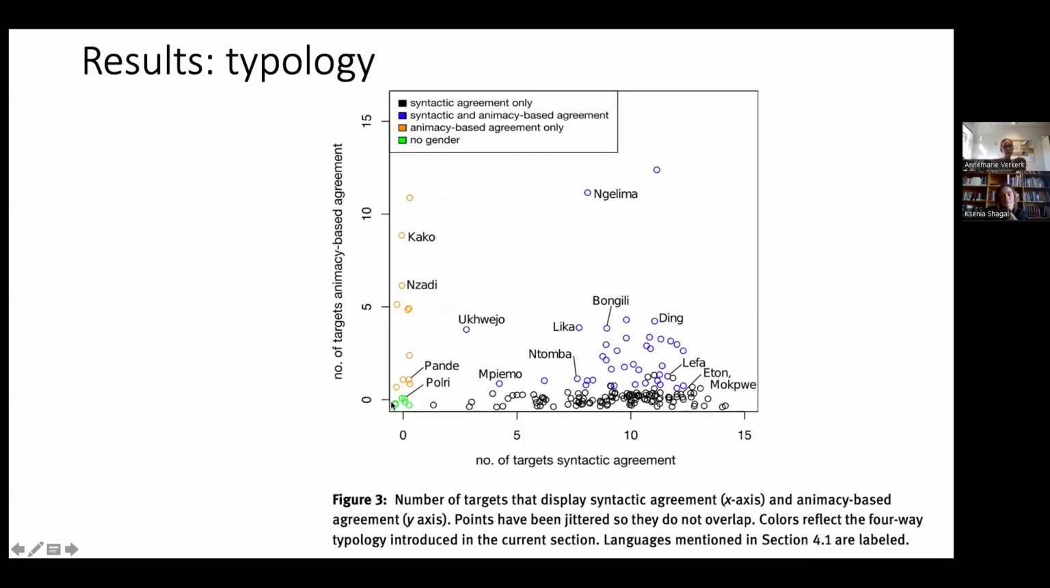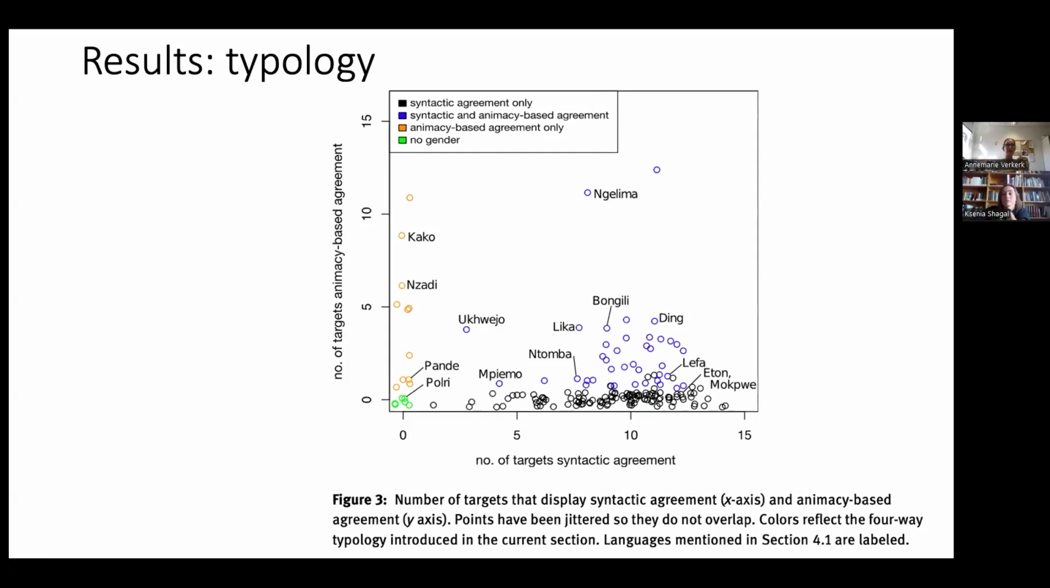So we decided to split them up into 4 types. So the black ones are languages with syntactic agreement only. So in case you are wondering, the points are jittered, right? Mipimo has 4, but if we just used these counts, they would overlap with one another too much, right? So we jitter the points a little bit. There's no language that has like 5.1 targets or something like that, right? This is just for illustration.